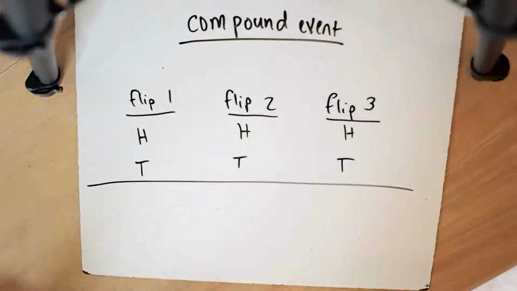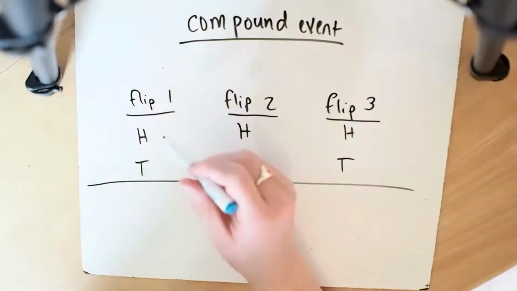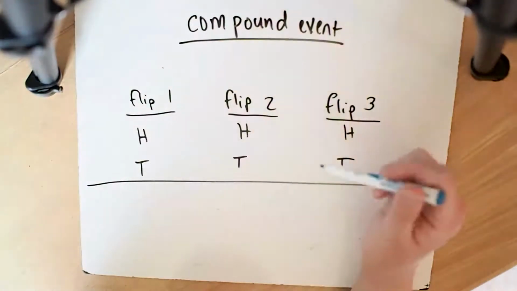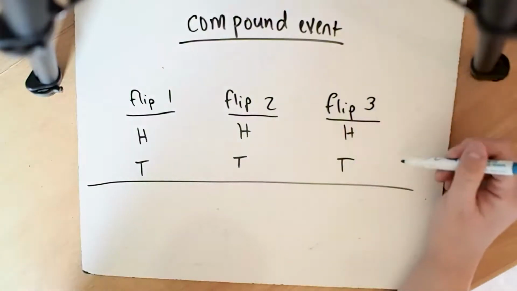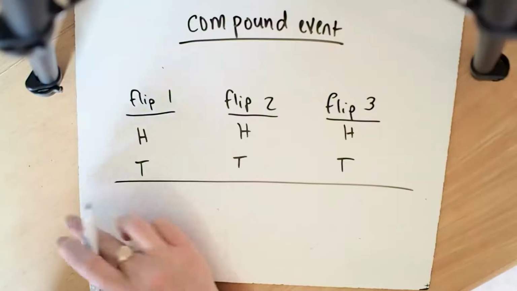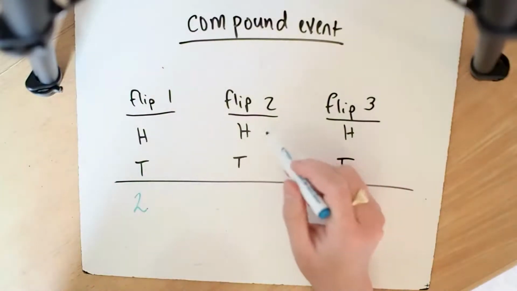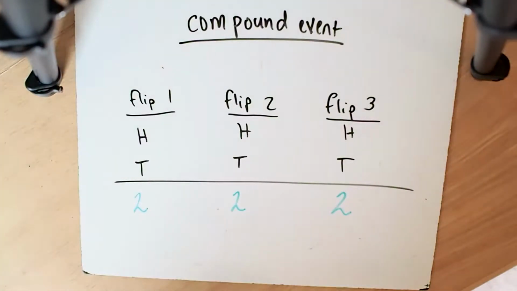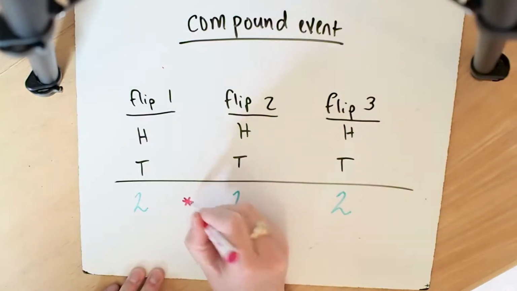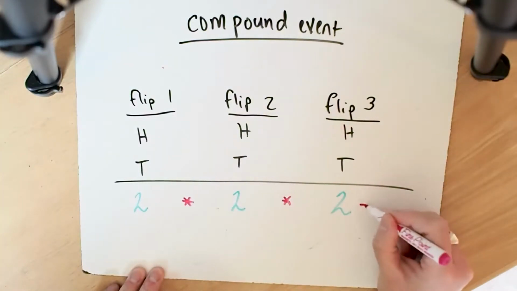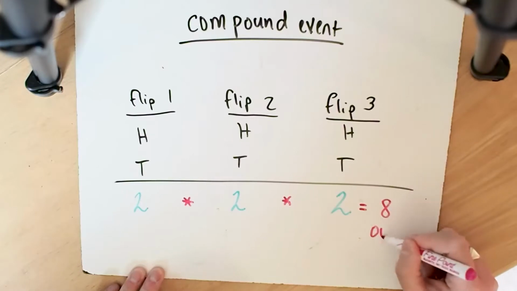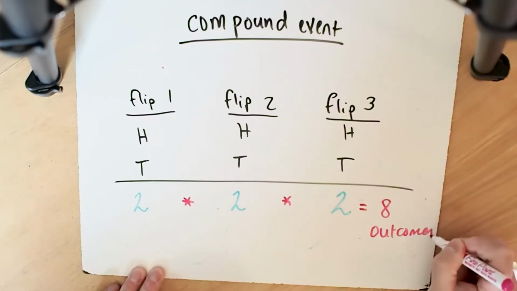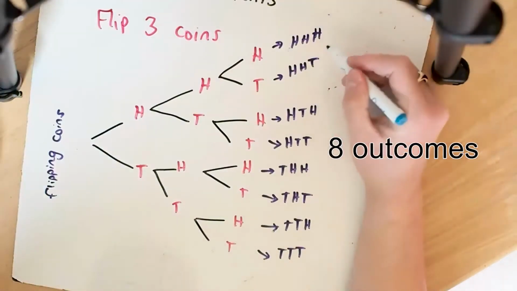If we go back to our coin example, we remember that our first flip has the option of heads or tails, the second flip heads or tails, and the third flip heads or tails. For the first part of the compound event, there are 2 outcomes. For the second part, there are also 2 outcomes, and for the third part, 2 outcomes again. To find the total amount of possible outcomes for the whole compound event, we simply multiply 2 times 2 times 2 and get 8 possible outcomes, which, if we check that with our tree diagram, matches up perfectly.